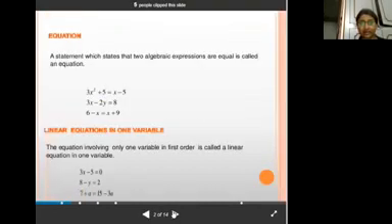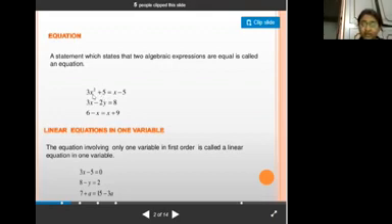An equation is a statement which states that two algebraic expressions are equal. That means the statement of equality of two algebraic expressions is an equation. An algebraic expression is a mixture of variables and constants.